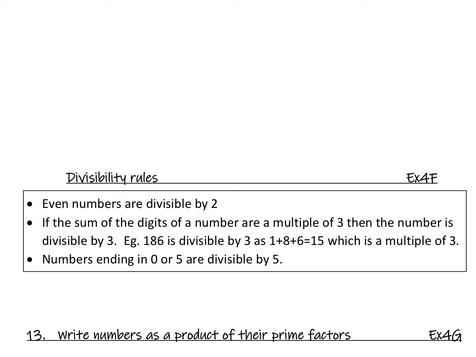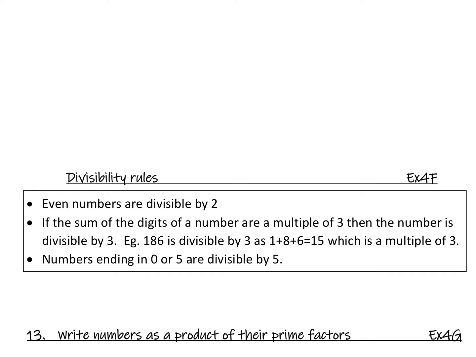Divisibility rules. You may know some of these before, and there's definitely more than just this list, but you might find these are useful when you're trying to do a division. So if you've got an even number, we can see that even numbers are divisible by 2. If the sum of the digits of a number are a multiple of 3, then the number itself is divisible by 3.